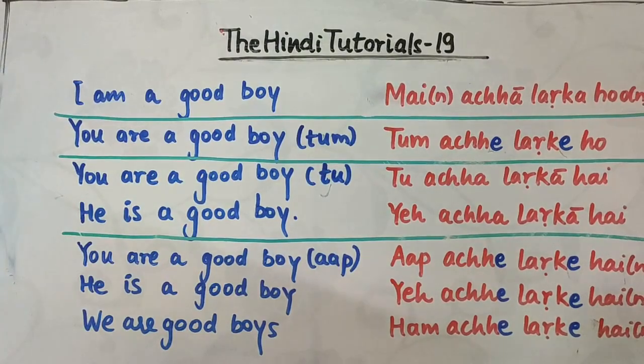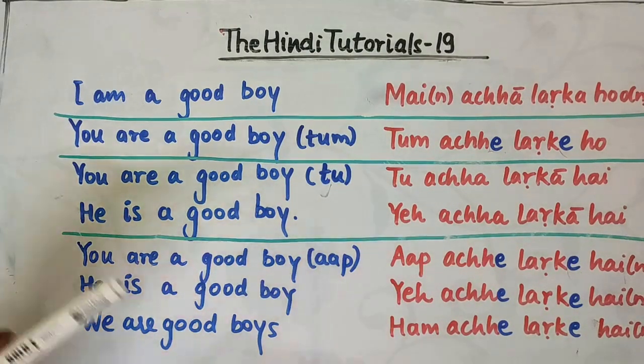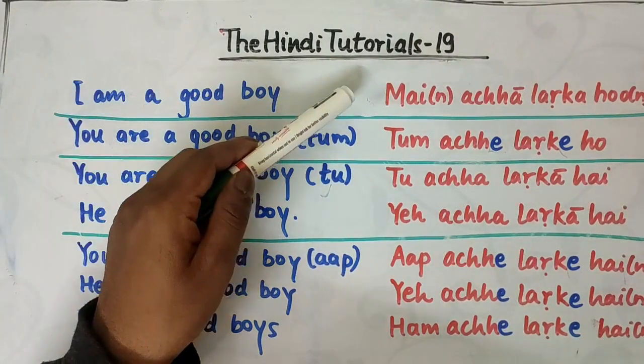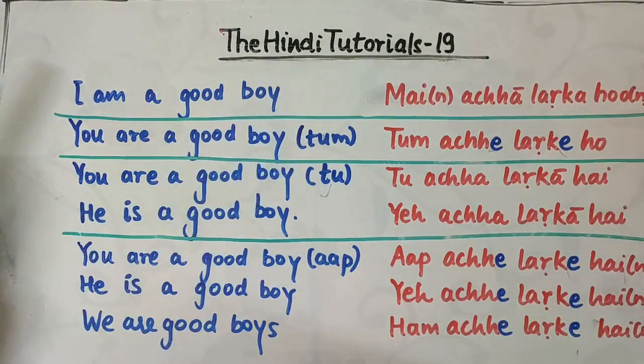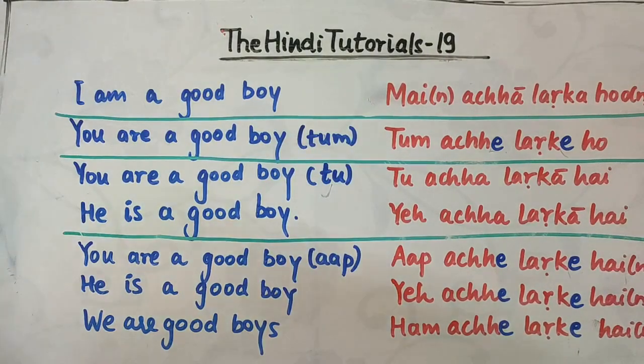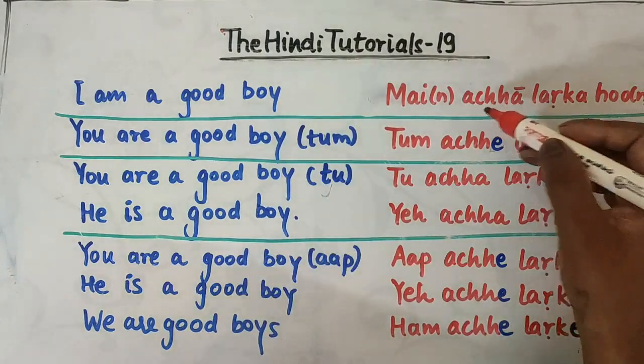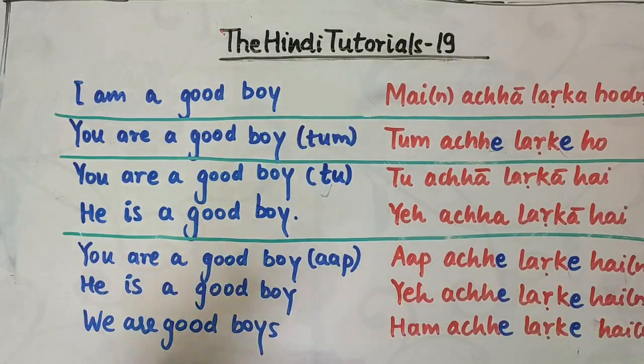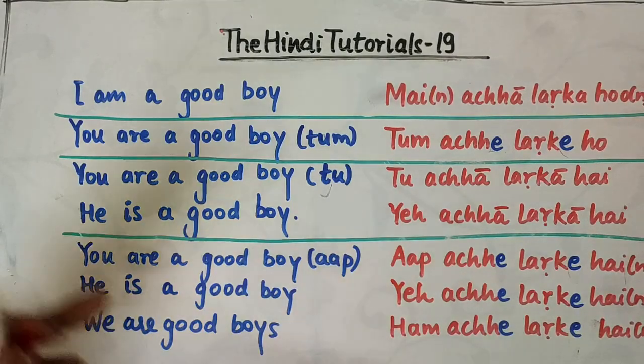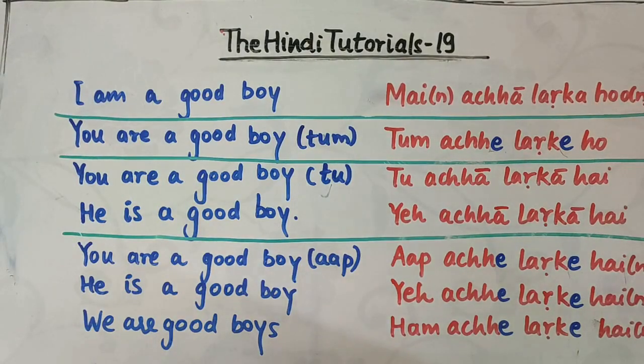Here you can see another set of sentences through which I will try to explain the difference of formal and informal. I am a good boy. मैं अच्छा लड़का हूँ. ठीक है. You are a good boy. In case of तुम अच्छे लड़के हो. ठीक है. तू informal, तू अच्छा लड़का है. The same as in the case of मैं. He is a good boy. ये अच्छा लड़का है. ठीक है. Both of these cases are singular and informal.